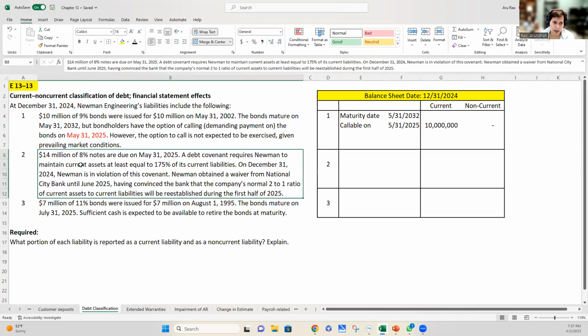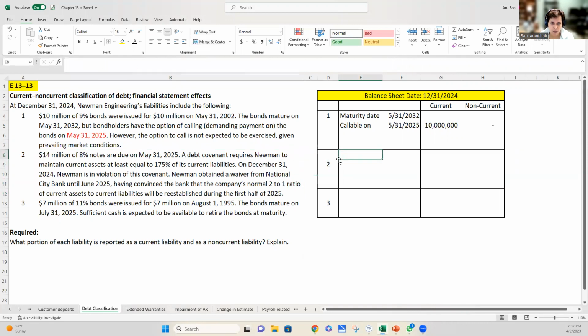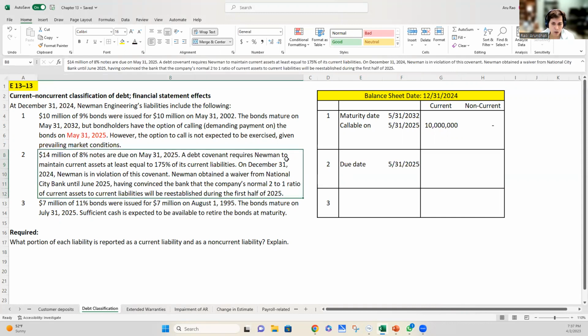$14 million, 8% notes are due on May 31st, 2025. A debt covenant requires... I can go on into reading all of this, but we can stop right here. It is due on May 31st, 2025. So let me first write that down. The due date is May 31st, 2025. What's the only way in which this will not be a current liability? If I have the intention and the ability to refinance.